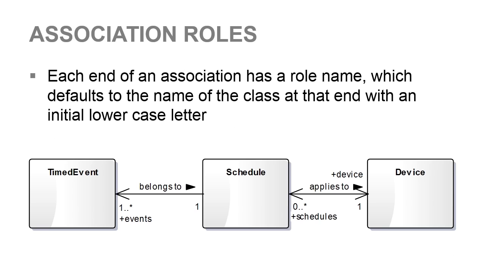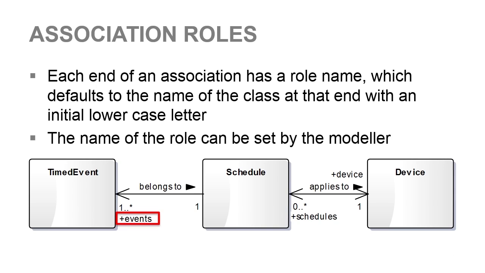A role name is given to each end of the association. The default is the name of the class at that end, but with an initial lowercase letter. The modeler can change that default. If the multiplicity is greater than 1, by convention we make the name plural, as in the examples here for events and schedules.